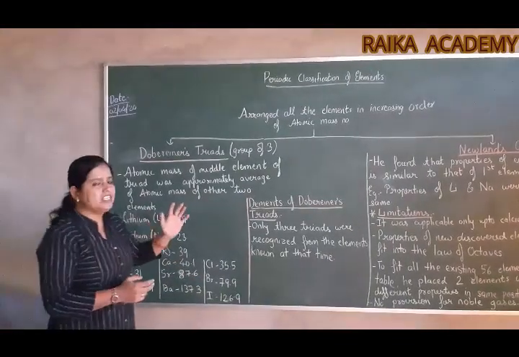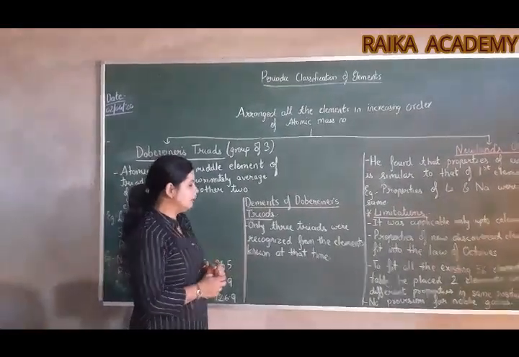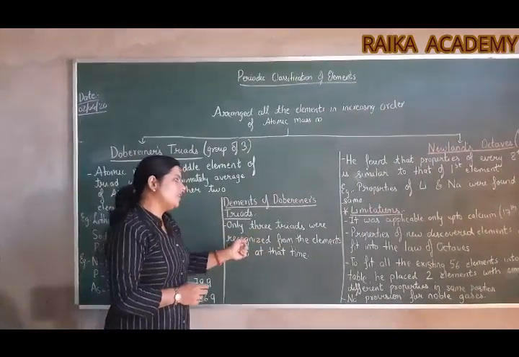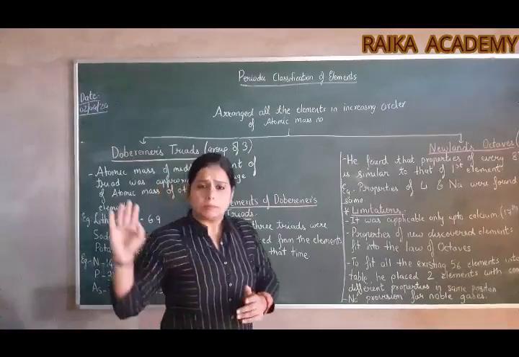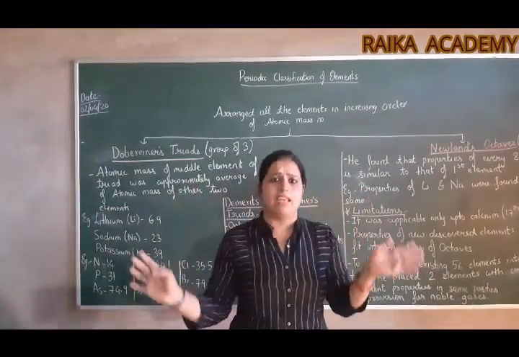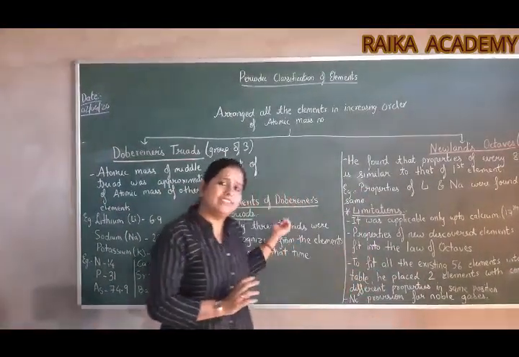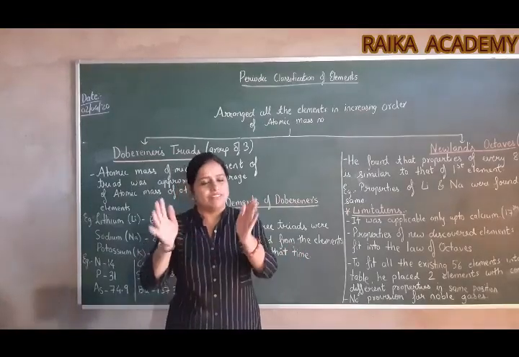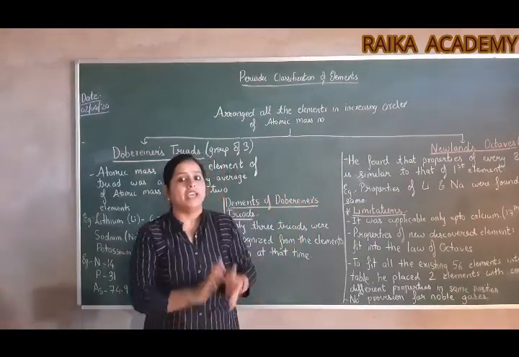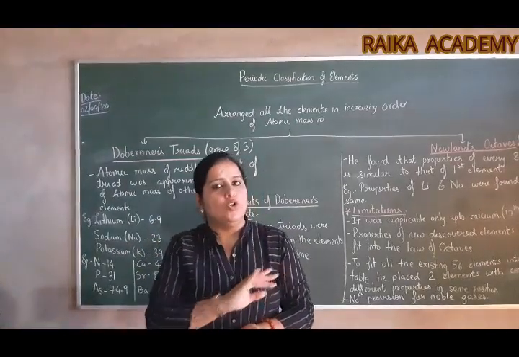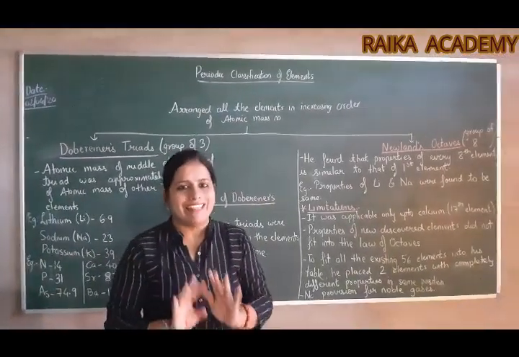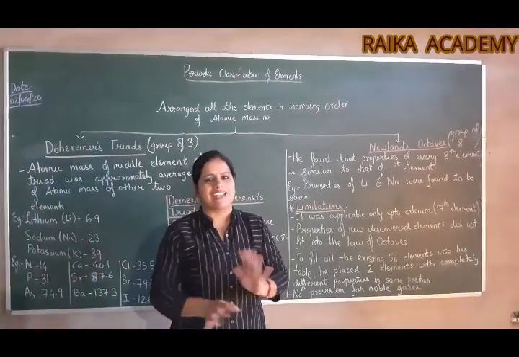Okay, now there were some demerits. Yes, now what were the demerits? Only 3 triads were recognized from the elements known at that time. At the time of Dobereiner, out of all the elements that existed, only 3 triad groups were formed that followed this law. Other elements did not follow this law at all, and that is why this law got scrapped.